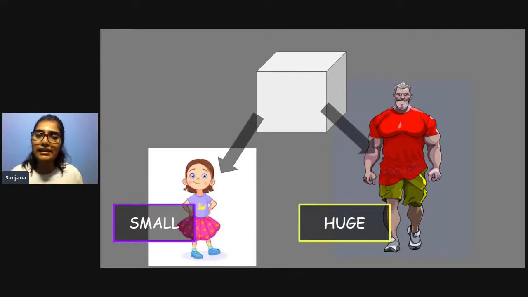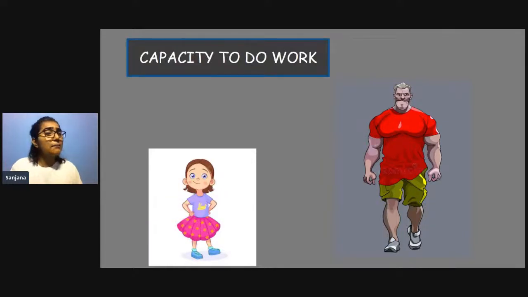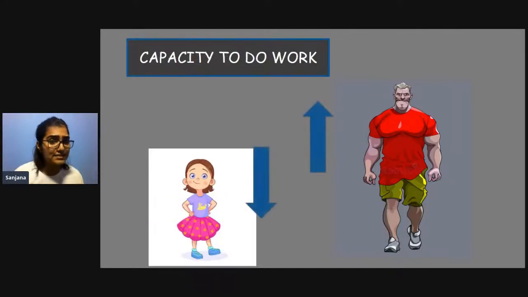Now, to understand energy, there is this small little girl, there is this big guy, and both have been told to do work. They have to move this body. Now, common sense, if I tell them move this body, this small little girl, her capacity to do work would be less.